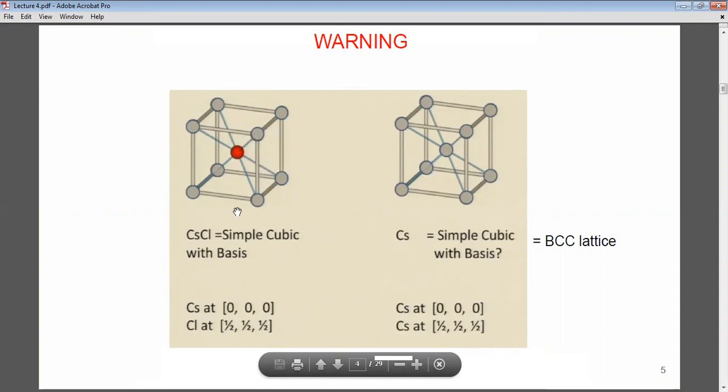It's a simple cubic lattice with a basis that has 2 inequivalent atoms, cesium at 0, 0, 0, and chlorine at half, half, half.